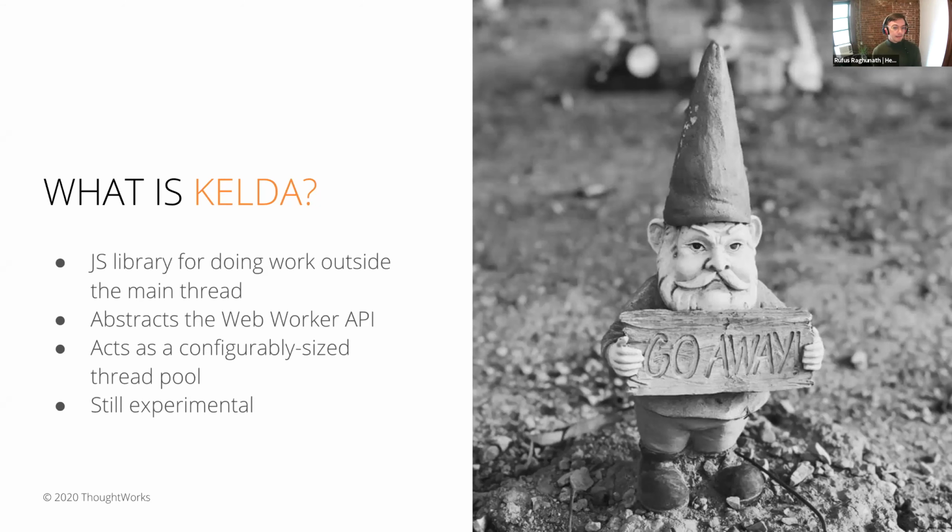But the web worker API lets you create worker processes that act as separate threads and let you unclutter the main thread. Kelda sits on top of this and takes the nastiness of that API away for you. And it acts as a configurably sized thread pool. So all you have to tell it is how many threads you want to have available, and Kelda will spawn and kill those processes for you.